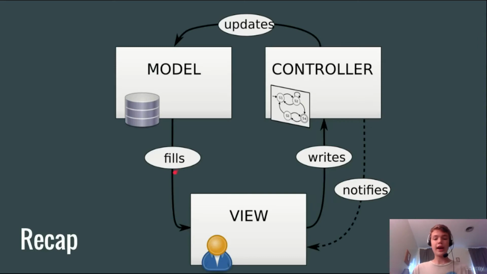So just to recap, we have a little diagram again. We have the model, which takes from the database and the controller, and then shows it to the user. The user then writes to the controller, which stores it in the model, which stores it in the database, and then brings it back to the user through the view. So that's pretty much it guys, and I'll see you in the next video.